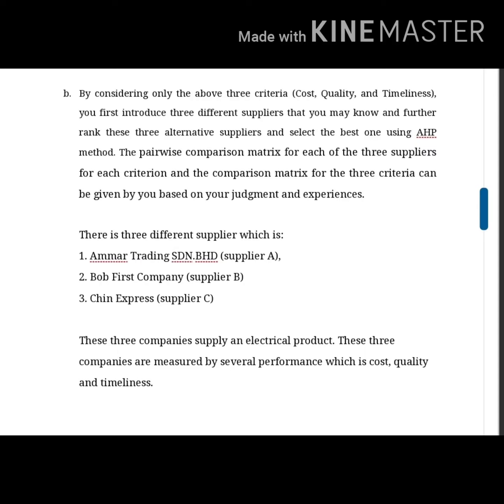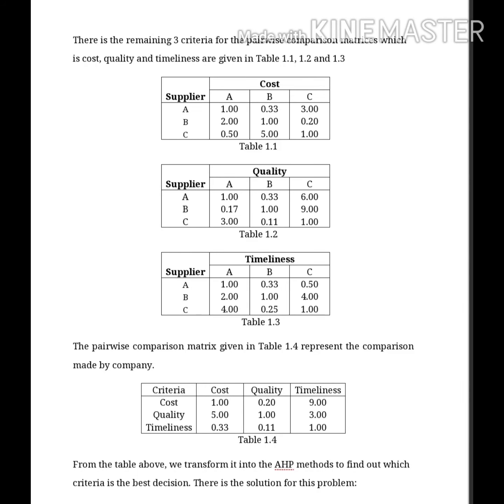There are three different suppliers: Ahmad Trading Sendirian Berhad, supplier A; Bob First Company, supplier B; and Jing Express, supplier C. These three companies supply an electrical product. They are measured by several performance criteria, which are cost, quality, and timeliness. The pairwise comparison matrices for the three criteria, cost, quality, and timeliness, are given in tables 1.1, 1.2, and 1.3. The pairwise comparison matrix given in table 1.4 represents the comparison made by the company.